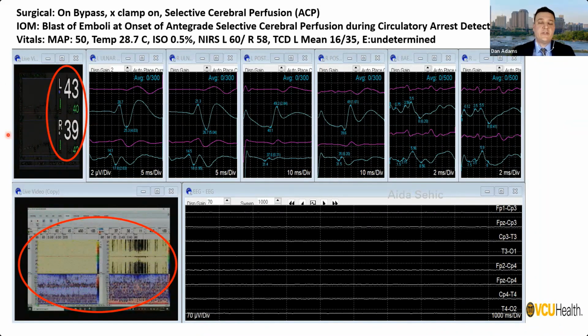At this point in the procedure, the EEG is isoelectric during deep hypothermic circulatory arrest. And in addition, due to the deliberate hypothermic state, there is a global delay in somatosensory evoked potentials and brainstem auditory evoked responses.